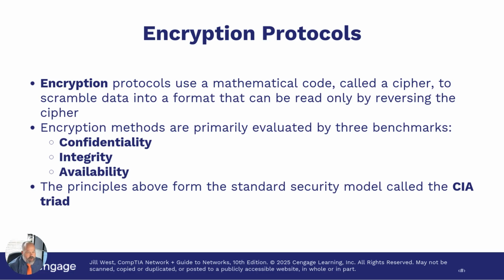Encryption protocols actually use mathematical codes called ciphers to scramble data, like creating secret languages that only authorized people can understand. Encryption is evaluated on 3 criteria that form the CIA triad, which is confidentiality, which keeps secrets secret, integrity, which makes sure data isn't tampered with, and availability, which ensures that data is accessible when needed. Think of it like a three-legged stool of security. If you take one of those legs off, everything falls over.